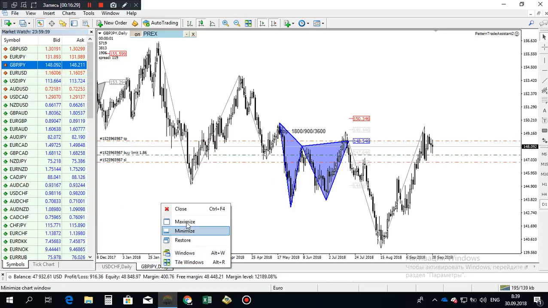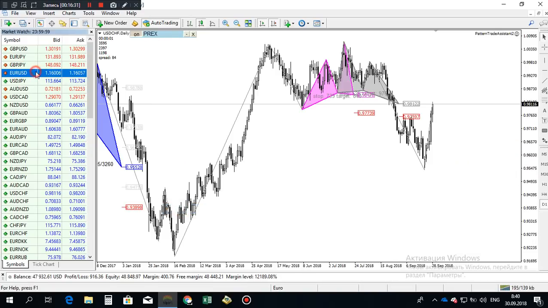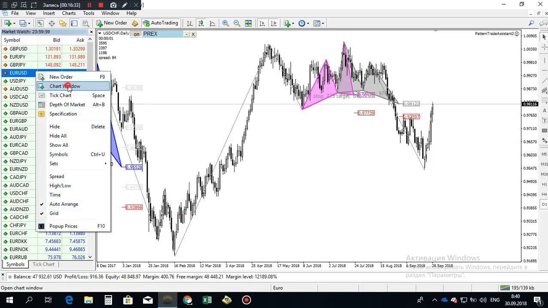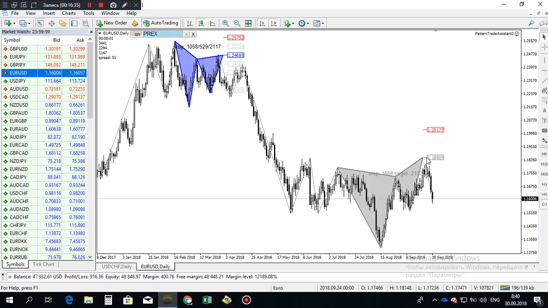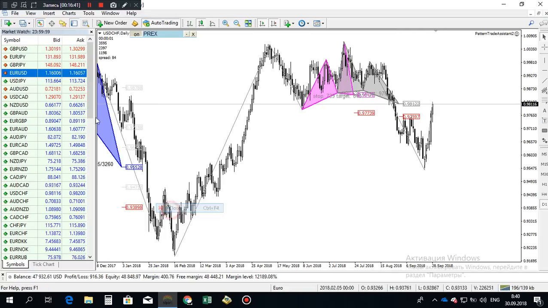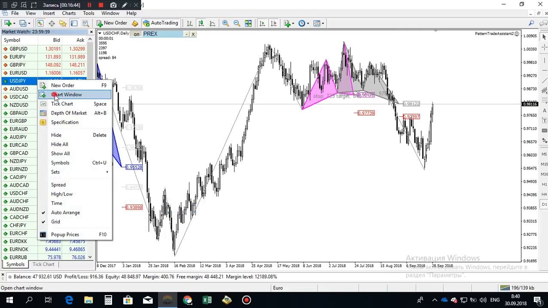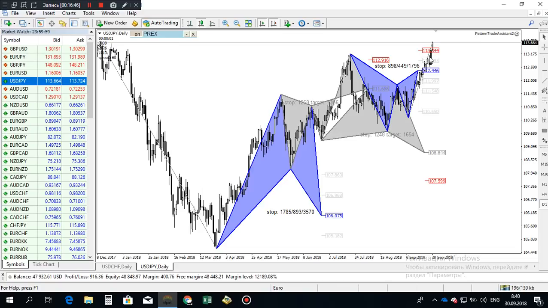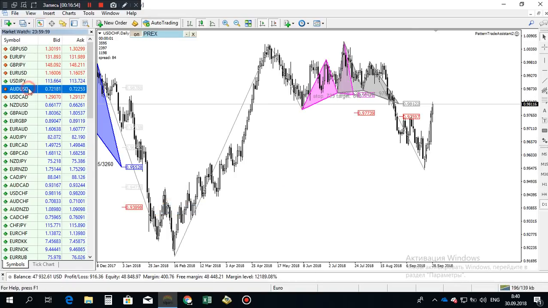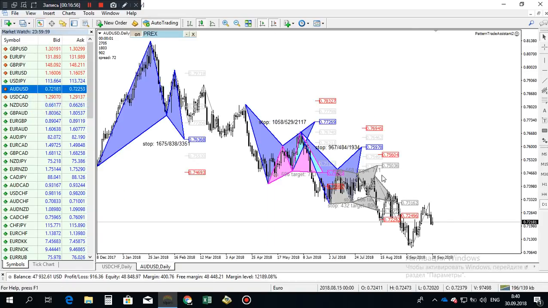Nothing on Pound Yen. Let's go next. Euro Dollar. Didn't complete, just missed the entry. Okay, it happens. Dollar Yen. This is the situation when it goes straight through and hits the stop loss. No reversal happened on Dollar Yen. Aussie Dollar, Australian Dollar. Nothing here.